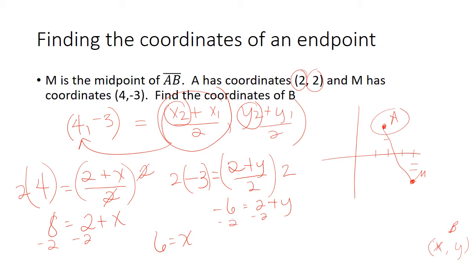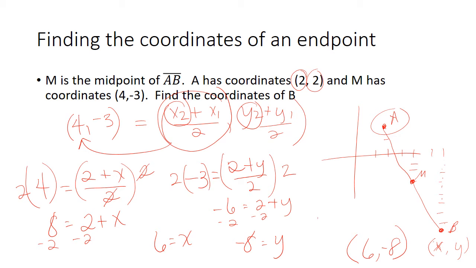Isolate my y by moving my 2 over, giving me negative 8 is equal to y. So this point right here should be at 6, negative 8. Now, given the slope of that line, here's 4, 5, 6, which would be about right here. And then 8 would be down 1, 2, 3, 4, 5, 6, 7, 8, approximately. And so it should continue on in a line showing that that is part of a segment.